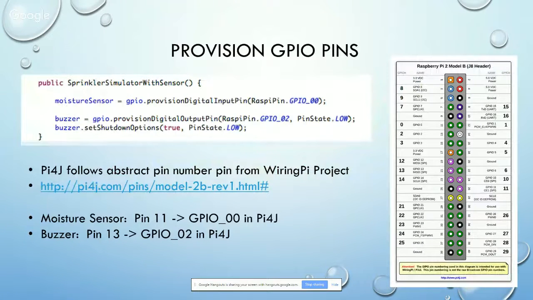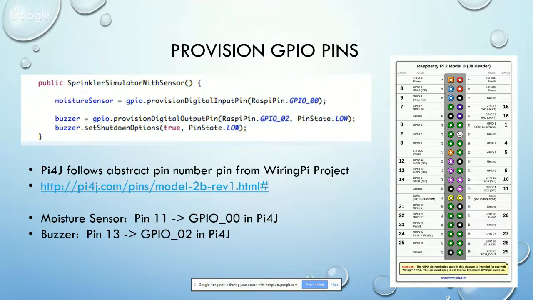So before you can work with it or call it, you have to provision these pins in your controller or in the application. In the constructor of our sprinkler simulator class, I have provisioned the moisture sensor to GPIO 0, and I have provisioned the buzzer to GPIO 2.